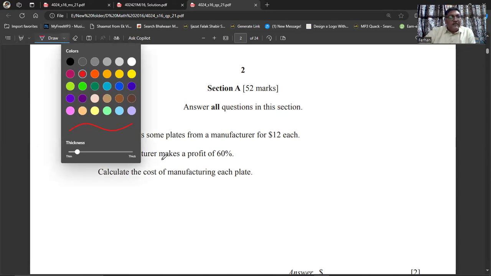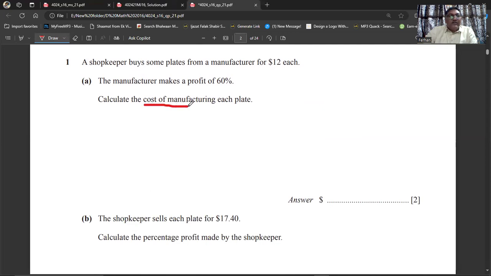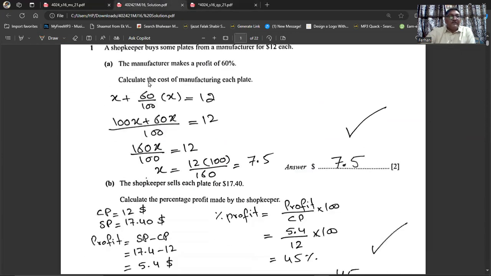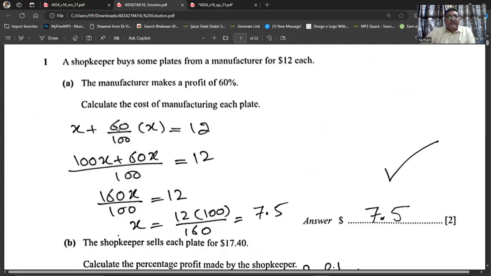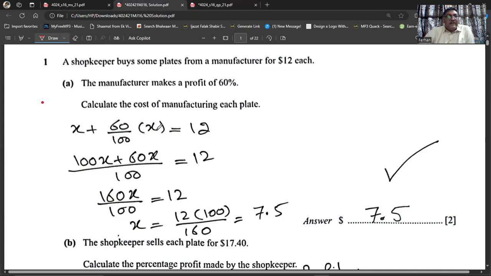Okay, so now we have: calculate the cost of the manufacturing of each plate. We don't know the cost of the manufacturing, so I will suppose that cost is X dollars. There's a 60% profit the manufacturer is earning, and then he sold that plate at a rate of $12 each. So X plus 60% of X is equal to $12. On your screen, this is showing up. X plus 60 by 100 into X is equal to 12.